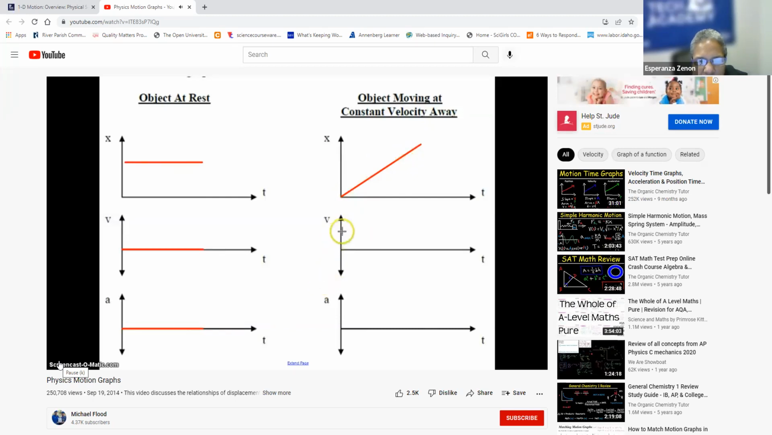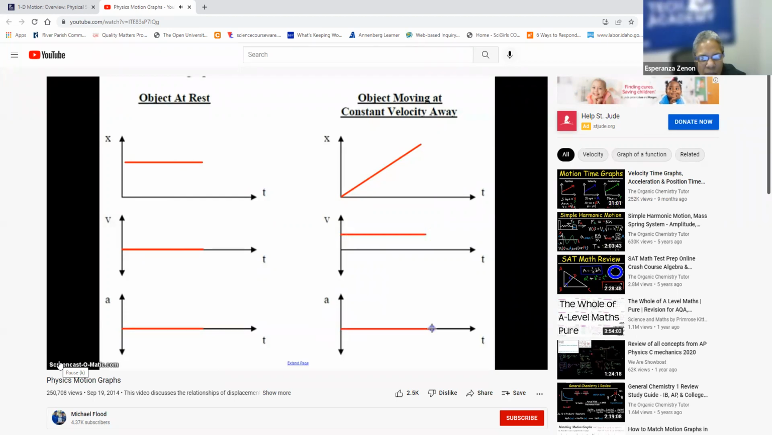If that's true, then on our VT graph, we're going to have some non-zero velocity over that same time interval, and it should be obvious to us that that velocity remains constant. You notice here that this horizontal line is above the time axis. The slope of this line is positive up here on the XT graph, so our velocity is positive on our VT graph. We still are not accelerating. This object is not speeding up or slowing down, so its acceleration value is 0.